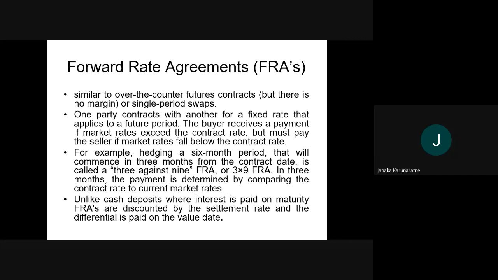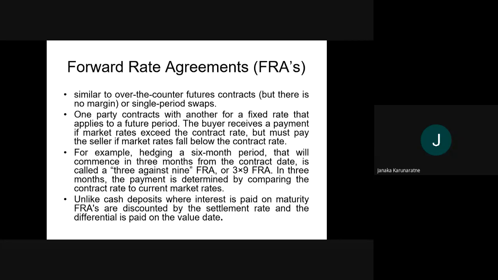Sorry. What do you mean by 6 by 12 FRA? The 6 by 12 FRA is a contract that begins in 6 months from today, applying for a further 6 months period.